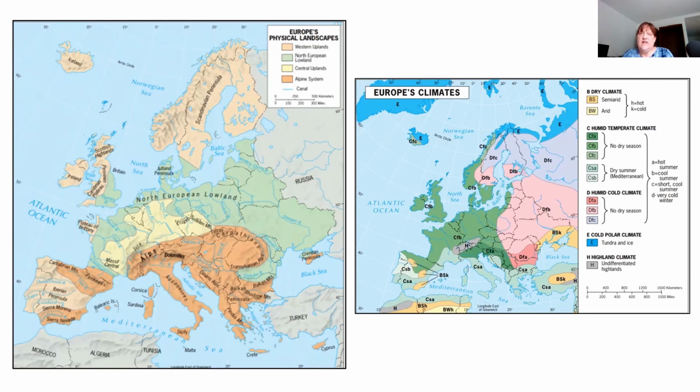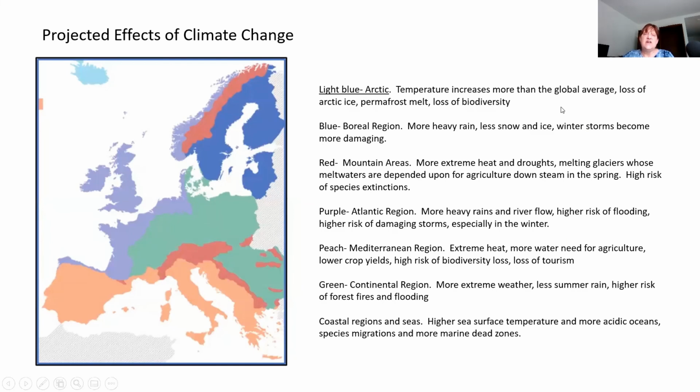Now, let's look at the projected effects of climate change on Europe. And you can see these are based on color. So the light blue is covered the Arctic, and that's basically Iceland. And what they're seeing there is that the temperature is increasing faster than it is in other places in the world, which is going to help melt ice, permafrost.